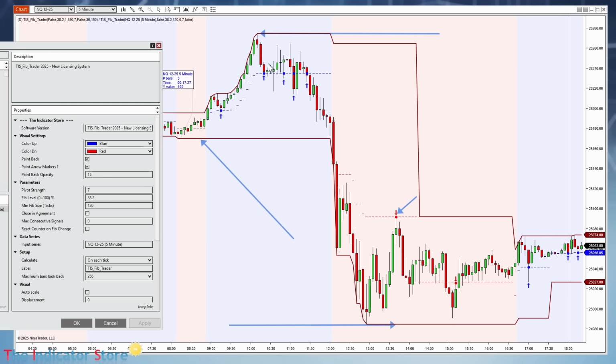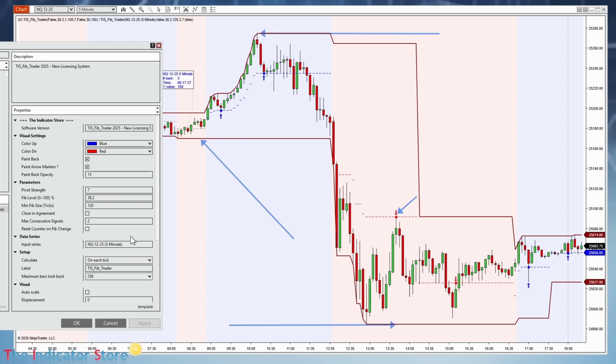Also, there is another parameter where we have maximum consecutive signals. Here we have one long, two long, three long, four long. Maybe I only want one long. Okay, one long, one short, one long. Maybe I want a maximum of two. One, two longs, one short, one, two longs.